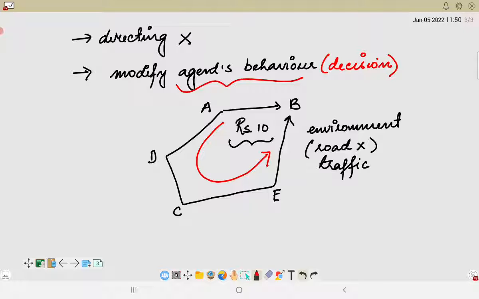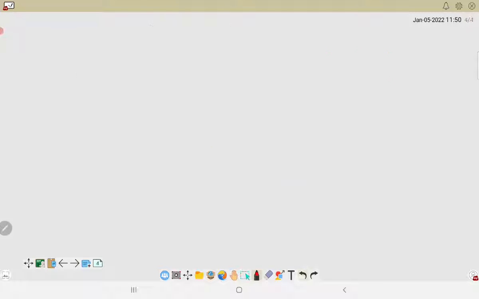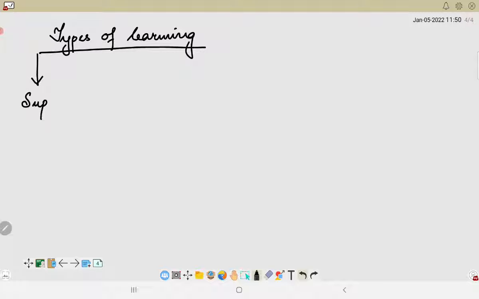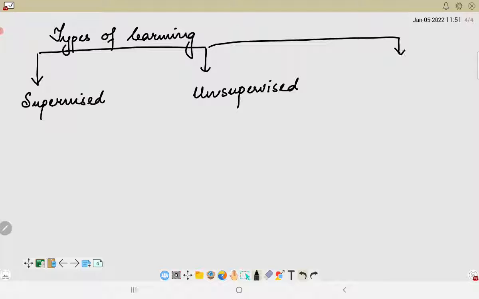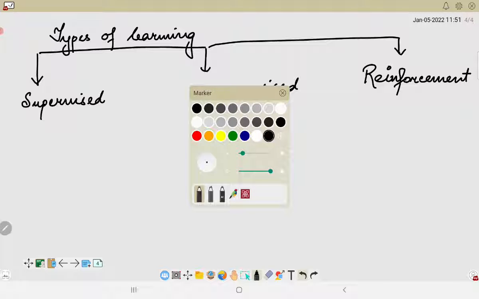Now, moving ahead with the different types of learning. Talking about the broad categories of learning, let me write it down: types of learning. The different types of learning are primarily divided into supervised learning, unsupervised learning, and then we have one more broad category, which is reinforcement learning. So let us first discuss supervised learning in detail.